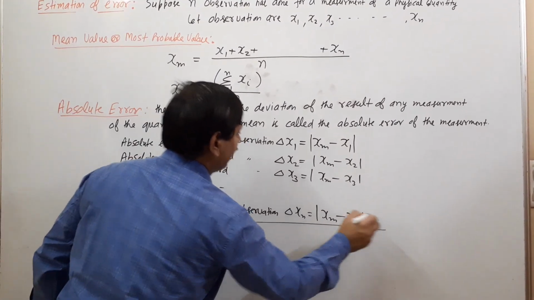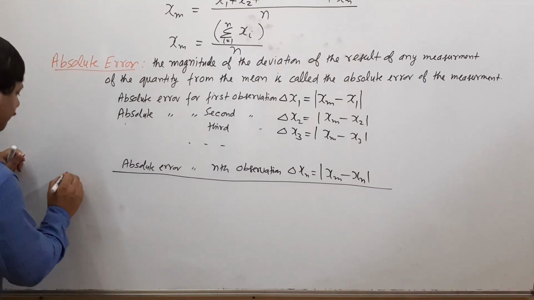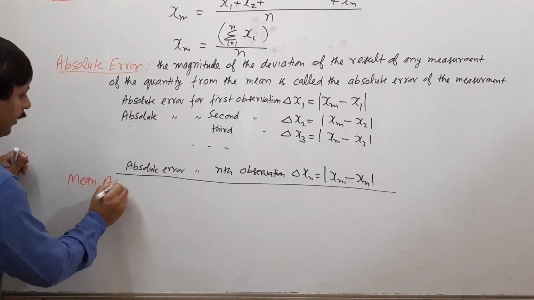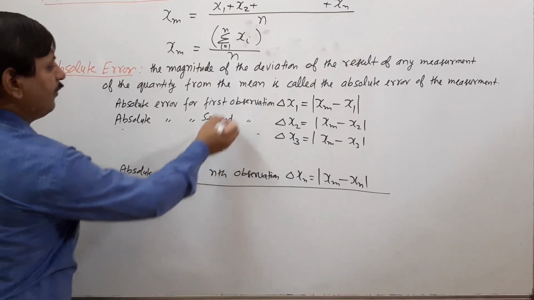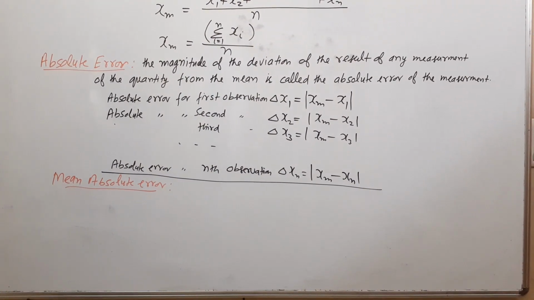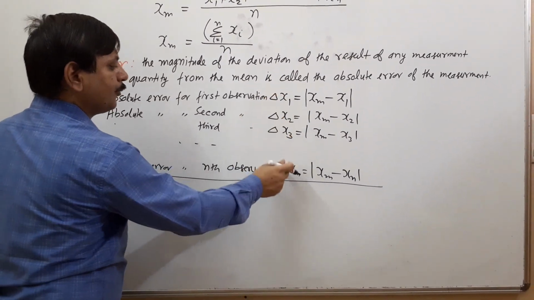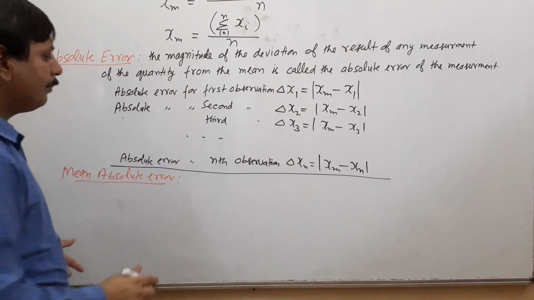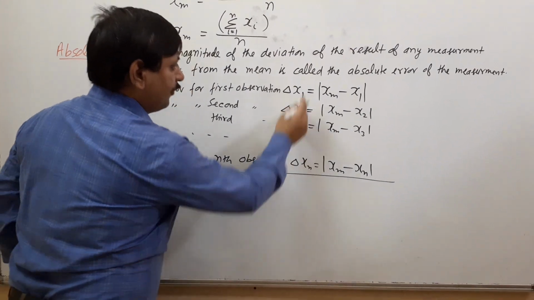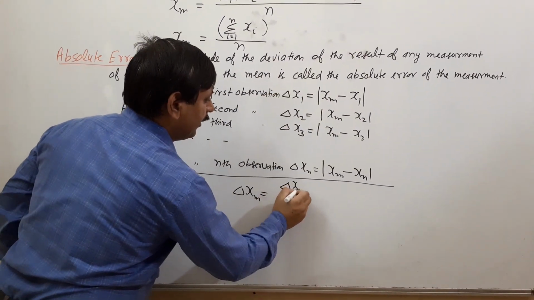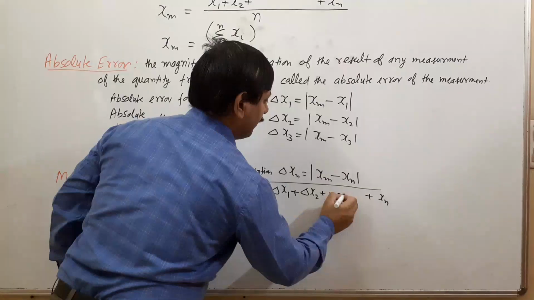Next term is mean absolute error. The mean absolute error is defined as the average of all the absolute errors. These are the individual absolute errors for the n observations. So the mean absolute error is the mean of these: the sum of all absolute errors divided by the number of observations, n.